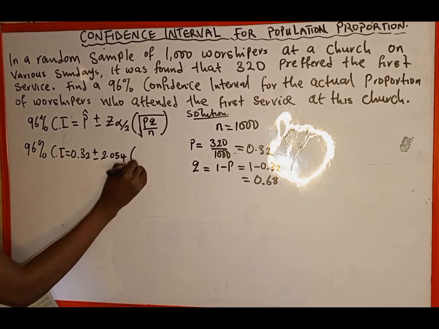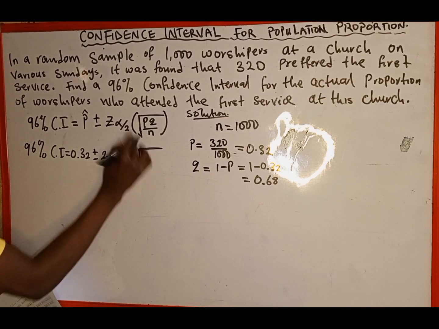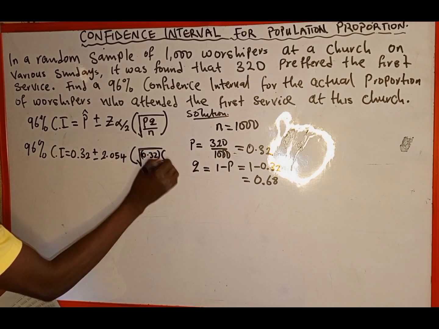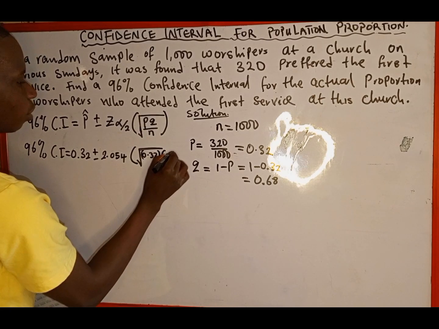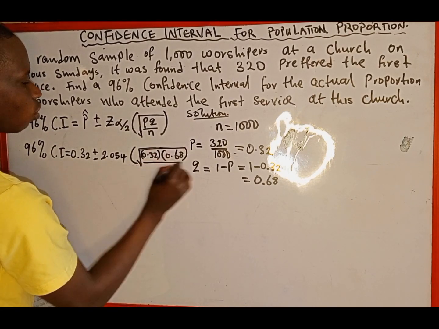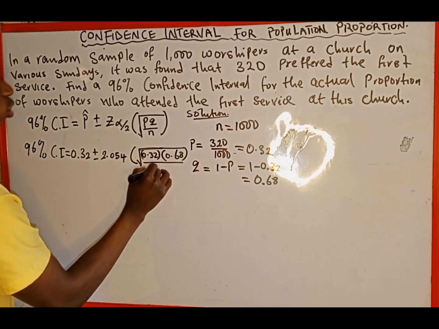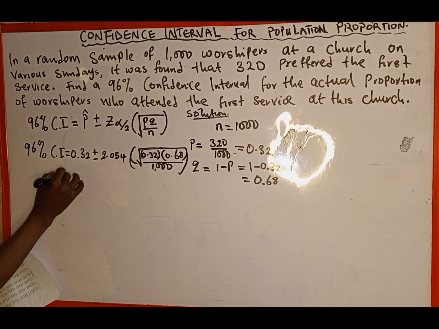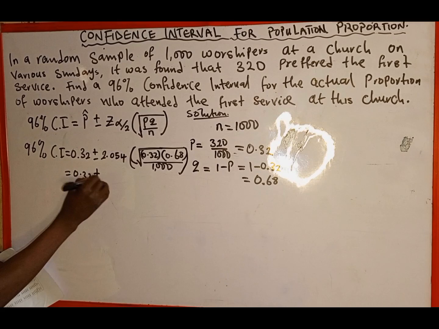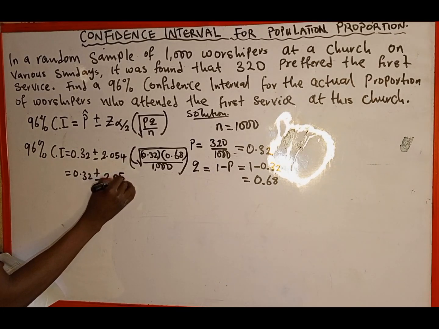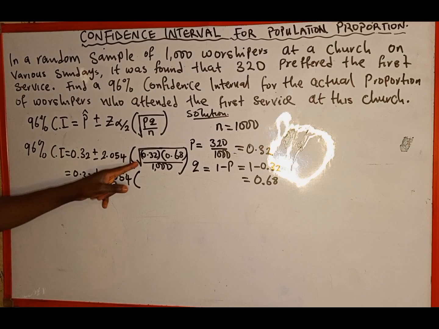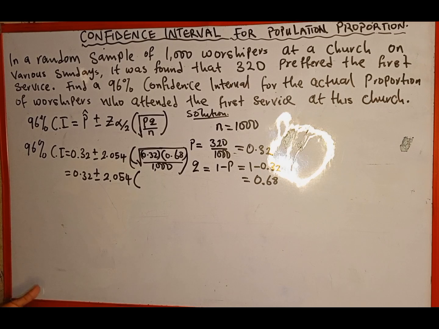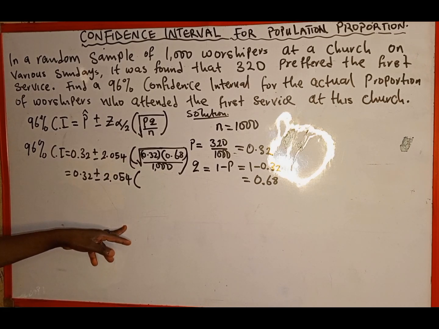Then multiply by the square root of P, and P from the question is given as 0.32. Then multiply by Q, and Q is 0.68. So everything over N, and N from the question is 1,000. So close the bracket, all in the square root. So we're going to have 0.32 plus or minus 2.054, then multiply 0.32 by 0.68, then divide by 1,000. Then after getting your answer, you take the square root of the answer. It's going to be 0.015.